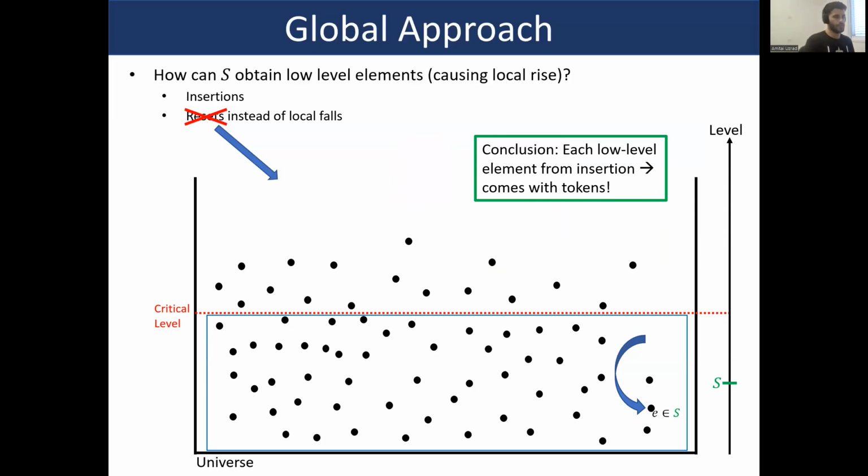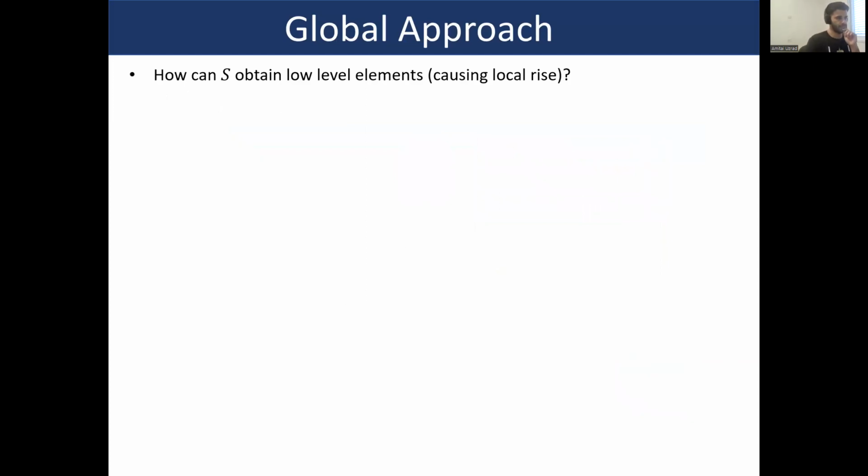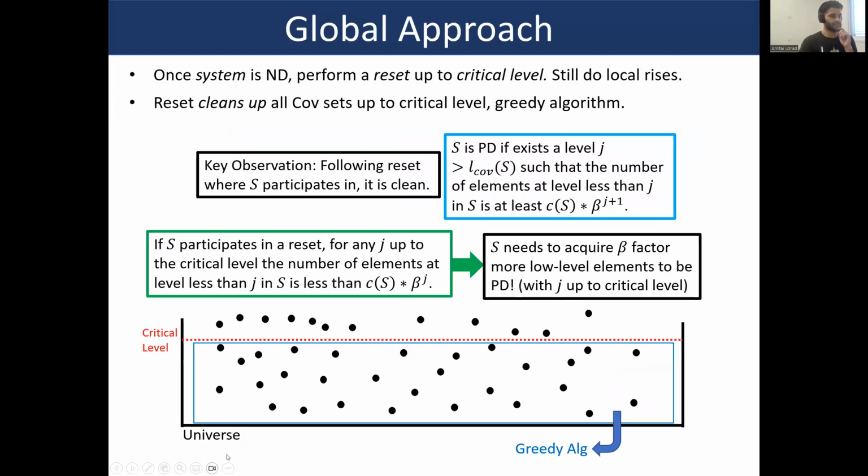Okay. Why? Let's just see. Go back here because I had CS. Let's say I had up to CS times beta to the j low-level elements, and now I have CS times beta to the j plus 1. If I do the difference between these, that means a beta factor. A beta factor more means that an epsilon fraction of them are new. So if an epsilon fraction of these elements are new and they came from insertions, if each one pays 1/epsilon, then I can charge the rest.